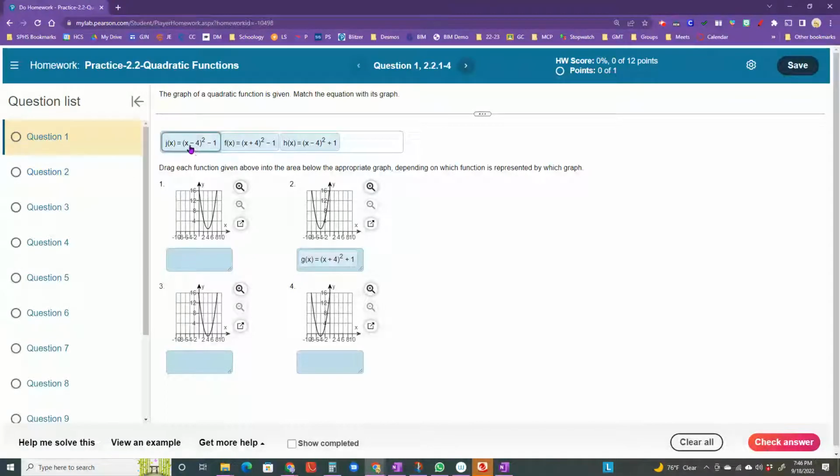This has a vertex of 4, 1. Well, that looks like 4, 1, and these two are not, so I'm good with that one. There we go. This is -4, -1. So -4, -1 is here. And then 4, -1 is right here. There we go.